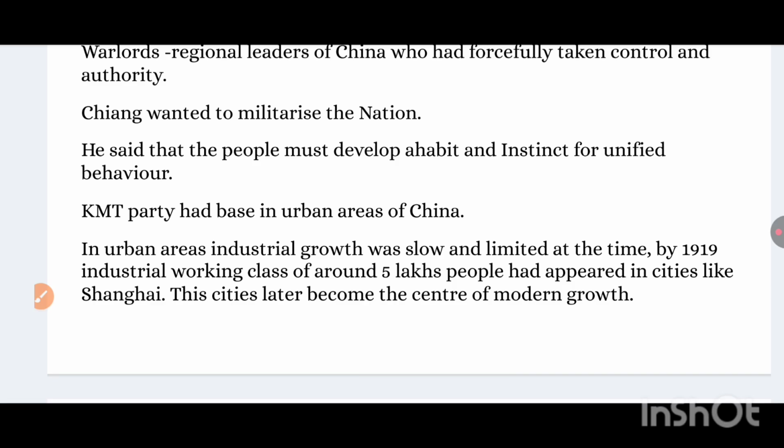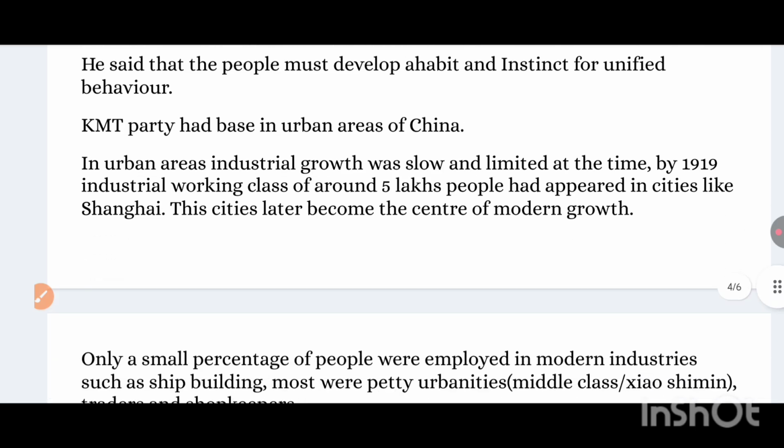By 1919, around 5 lakh working class people were working in Shanghai. The cities became a center of modern growth. So most of the industries were located in urban areas. How many people were working in the industries? 5 lakh people. In which city? Shanghai city. Cities are centers for modern growth.